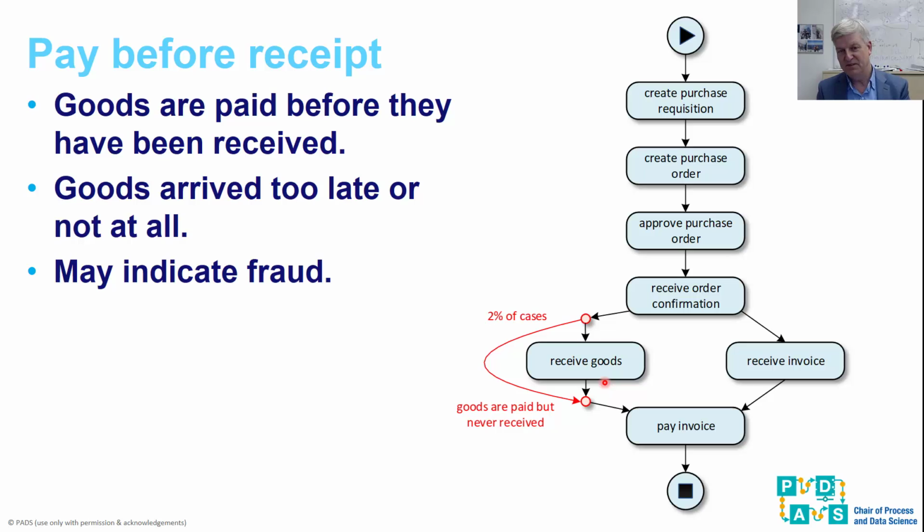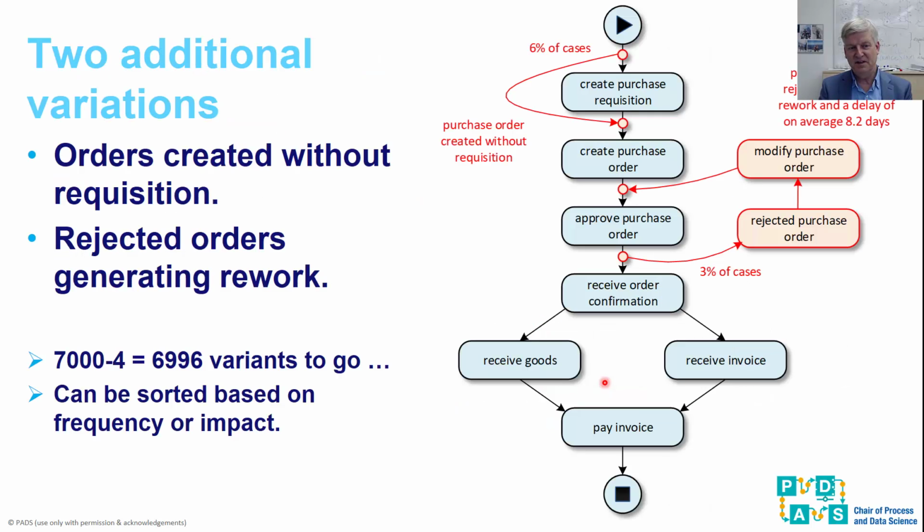Another example, something that in this data set is happening in 2% of the cases, are the situations where we never receive the goods. So the goods are paid without ever being received. This is happening in 2% of the cases, and this may indicate fraud. We can drill down on these deviations and we can see what they have in common, and we can take countermeasures to address these. So these were two of many different variants.